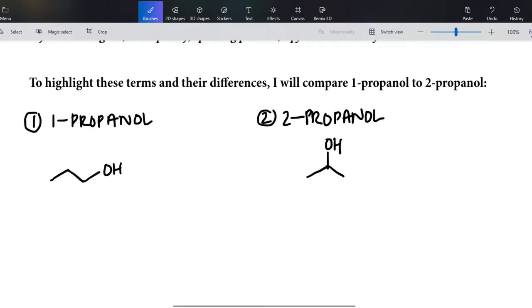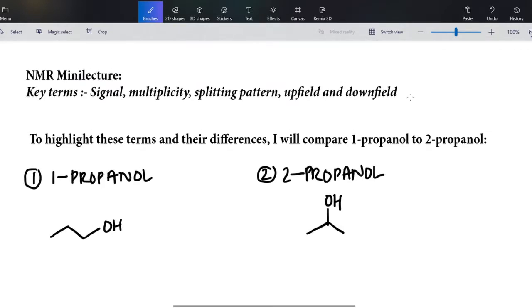So the way we would go about that is to first draw out all of the hydrogens present on your molecule. So in 1-propanol, the terminal methyl group has 3 hydrogens on it. The CH2 group obviously has 2. And the closest CH2 group to the OH also has 2. We can do the same for our 2-propanol compound. 3 H's on that end, 1 H over there, and 3 H's on this end.